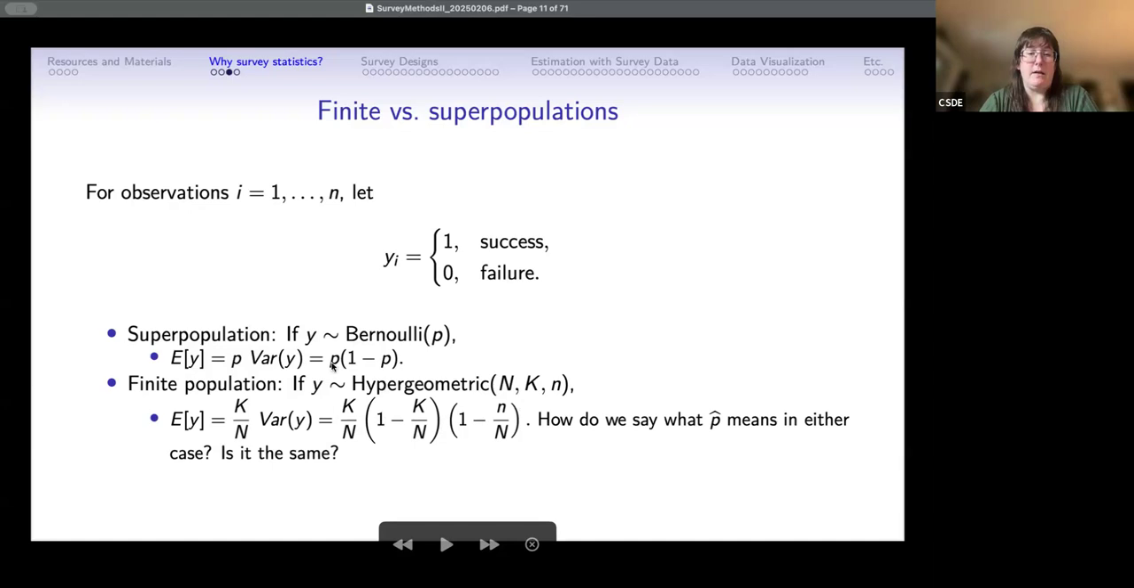The variance here is also very similar to the Bernoulli variance. We have P times 1 minus P in our product. But we have this extra term that we call the finite population correction. This term is 1 minus little n, the size of your sample, over big N, the size of your population. If big N is small, this is larger and closer to 1. Or if little n is very close to big N, regardless of how large big N is, this is very close to 1, and then this term is closer to 0, right?